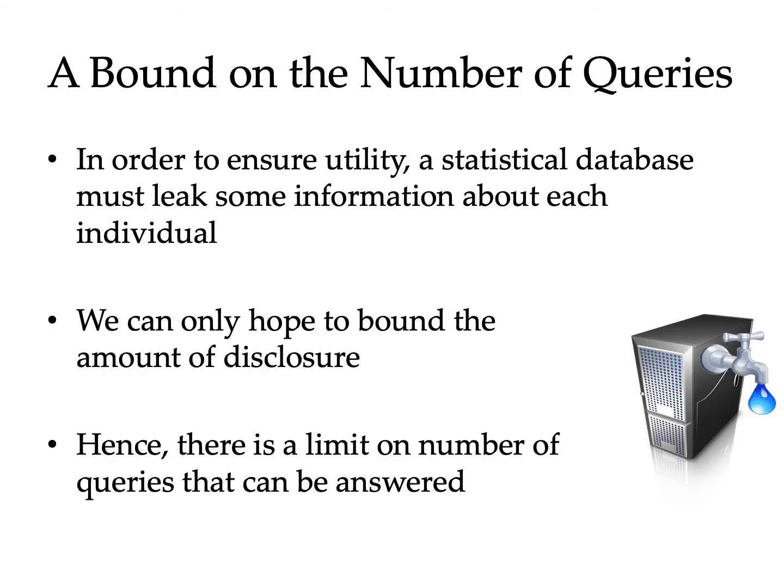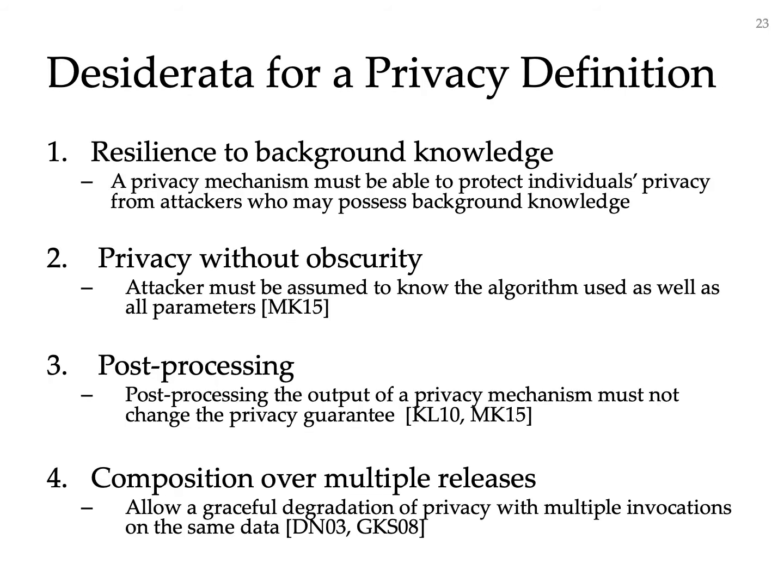So in order to ensure the utility, a statistical database must leak some information about each individual. So we can only hope to bound this amount of disclosure, but we cannot eliminate it. Therefore, according to the reconstruction theorem, there is a limit on the number of queries that can be answered. The last desideratum for defining privacy is composition over multiple releases, which allows a graceful degradation of the privacy with multiple invocations on the same data.